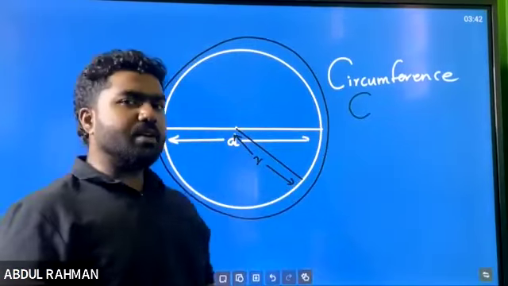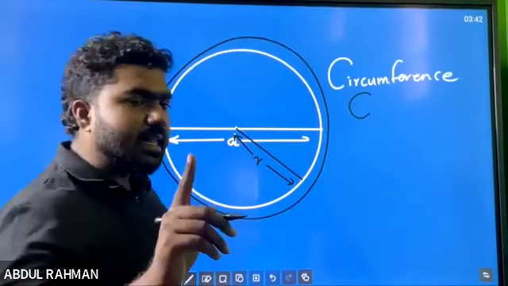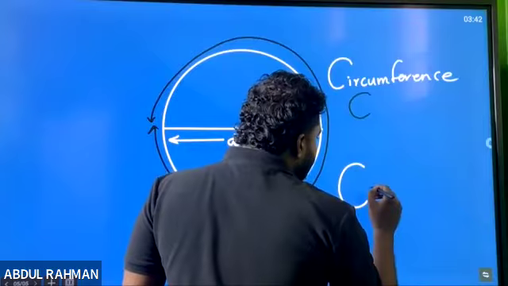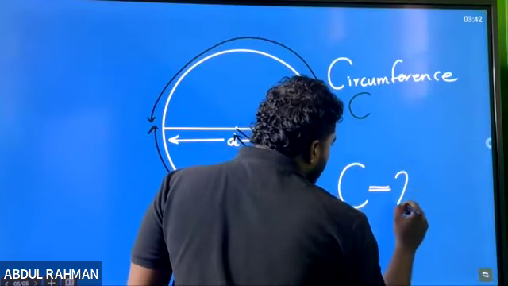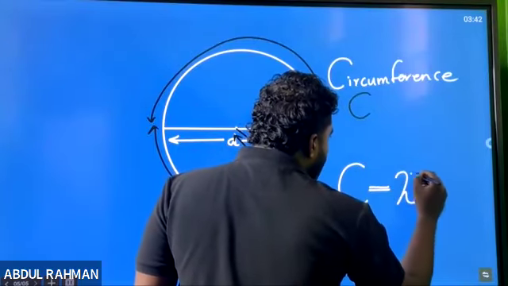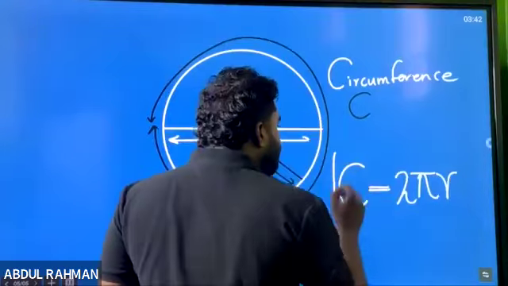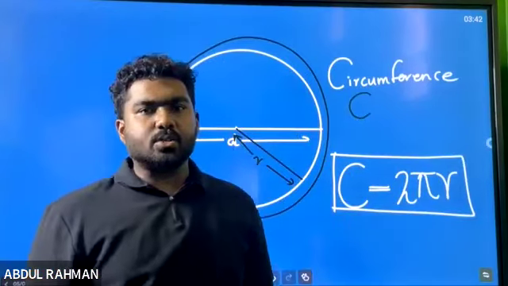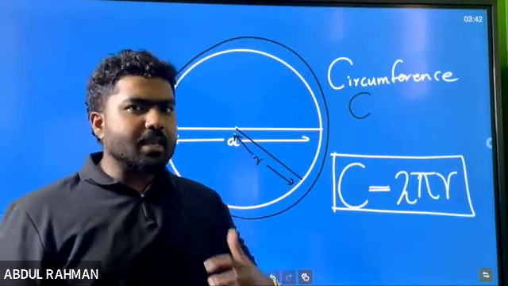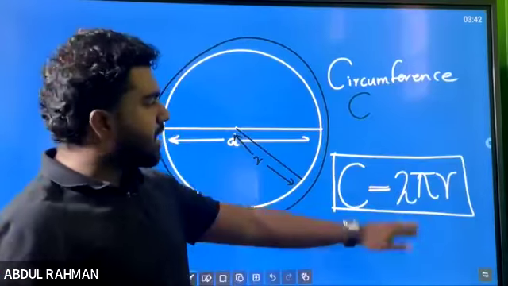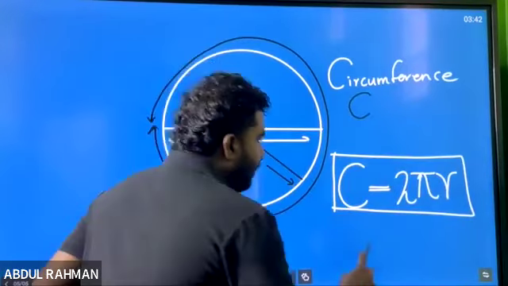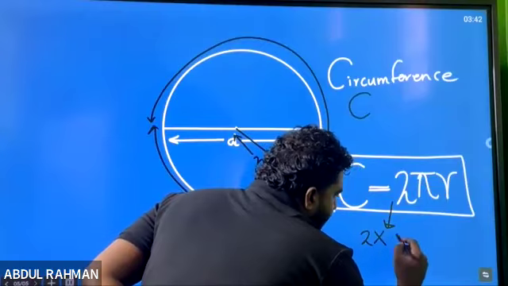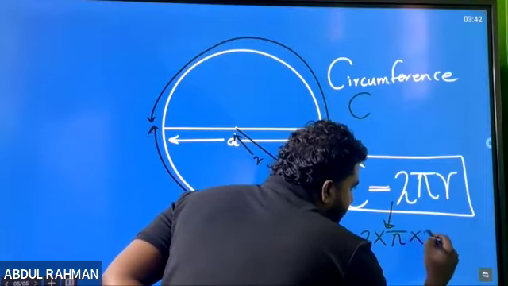Fine. So how can we find the circumference of a circle? There is an equation to learn by heart. What is that equation? C is equal to 2 pi r. The meaning of 2 pi r is 2 multiplied by pi multiplied by r.